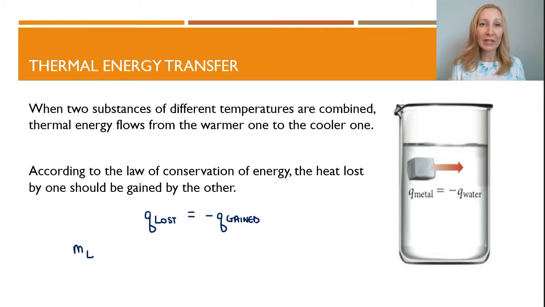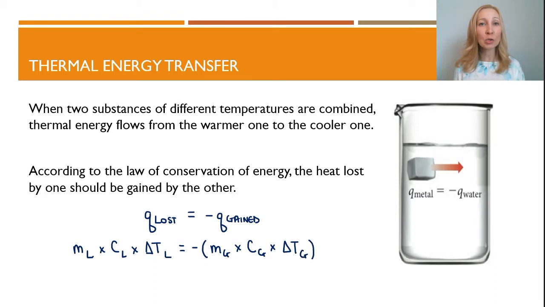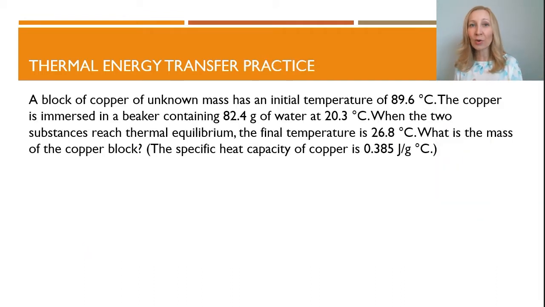The Q, or the heat lost, is equal to negative the Q gained by the other substance. We could break this down into individual components. So the mass times the C, the specific heat capacity, times the delta T of the substance that loses the energy is equal to negative m gained times C gained times delta T gained.